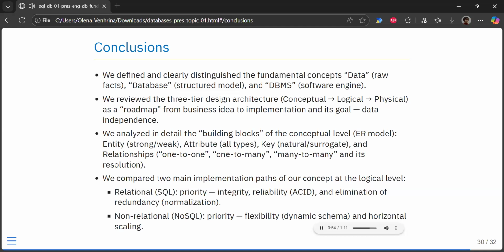And finally, we saw that at the logical level, we have a fundamental choice. We can go the classic relational SQL path, which prioritizes data integrity and reliability, ACID, or the modern NoSQL path, which prioritizes dynamic schema flexibility and massive horizontal scaling.